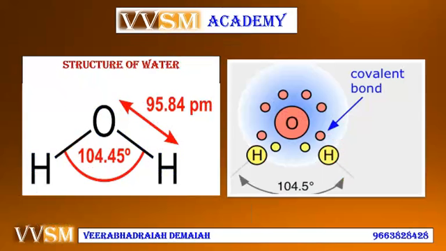Structure of water. As I told you, water is made up of hydrogen and oxygen, 2 atoms of hydrogen connected to the single atom of oxygen. The angle between the 2 bonds is 104.45 degrees and the bond length between oxygen and hydrogen is 95.84 picometers. The bond in water is a covalent bond, that is, the chemical bond between hydrogen and oxygen is a covalent bond, sharing 2 electrons.